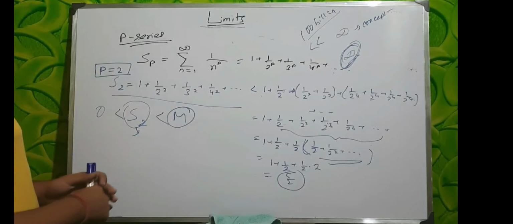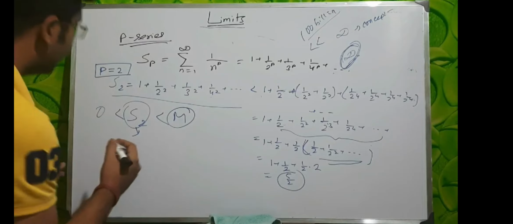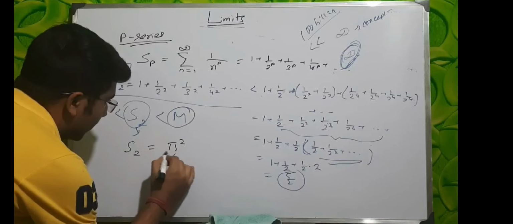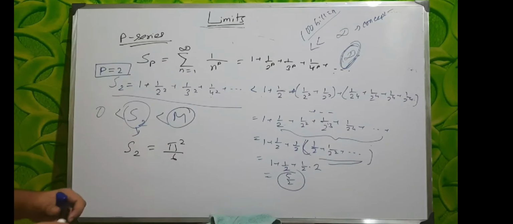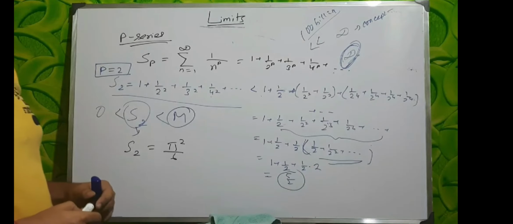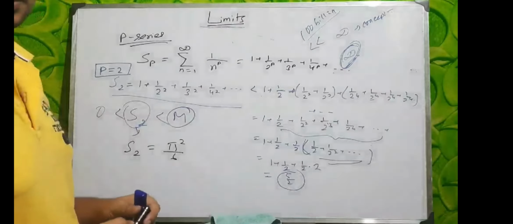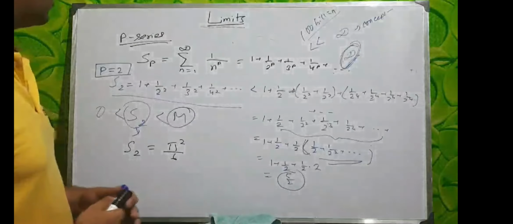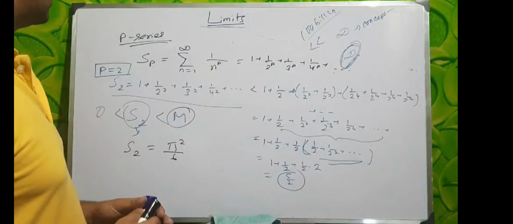And what is that finite value? For your interest, I am saying the value of S2 is pi squared over 6. That's very interesting. If you are really enthusiastic about these things, you can check the YouTube channel called 3Blue1Brown. I think they have covered these things, or it might be in some later videos that I'll be doing these things.